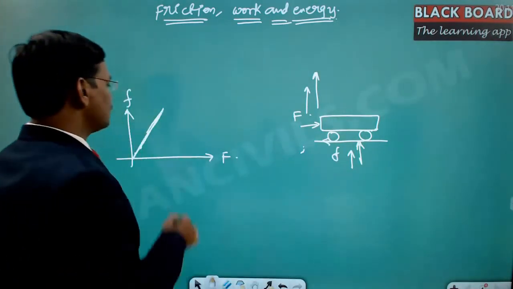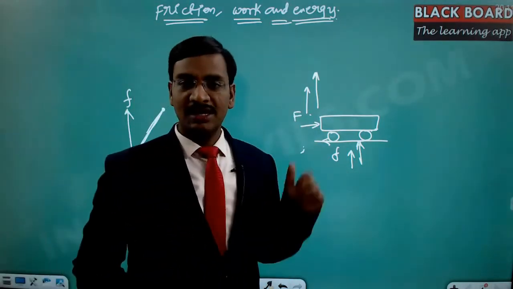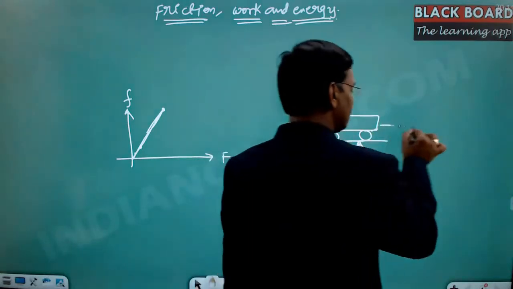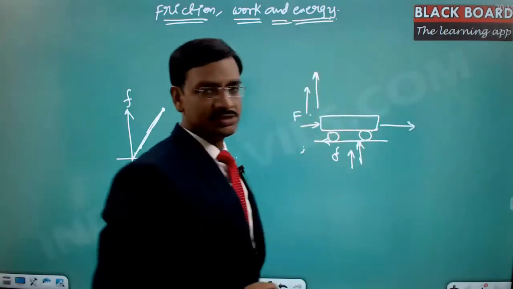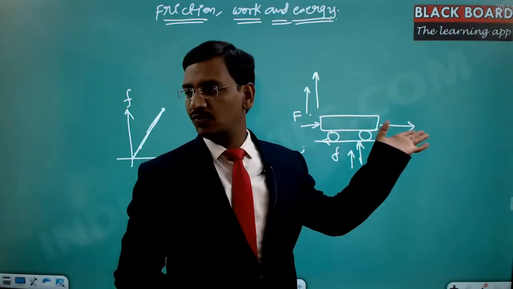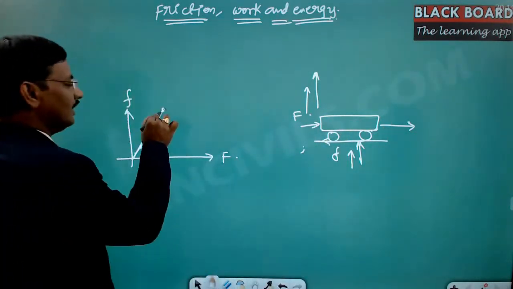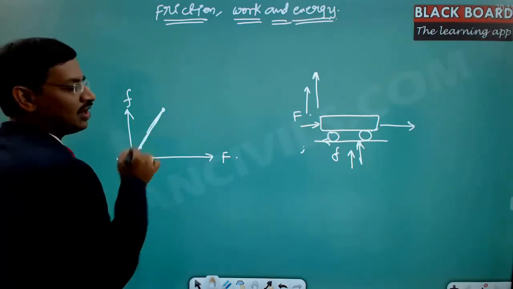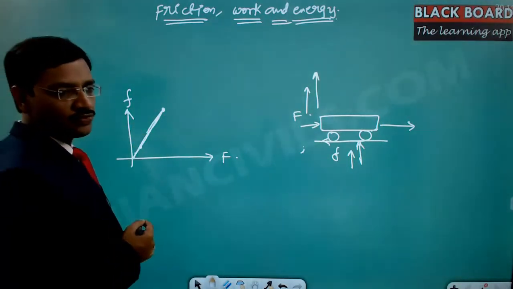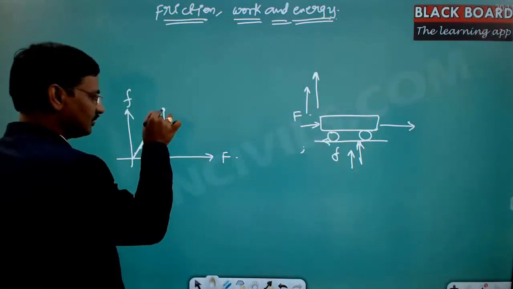At one stage, as you keep increasing the force, the car starts moving in this direction, obviously. That is expected. At that point it lets go, and the road no longer offers that much frictional force, so there will be a drop in the frictional force.